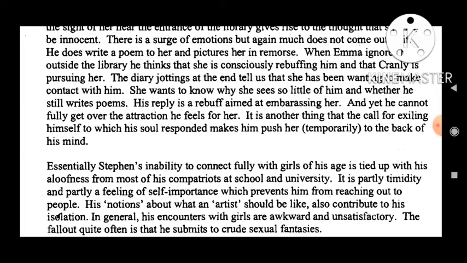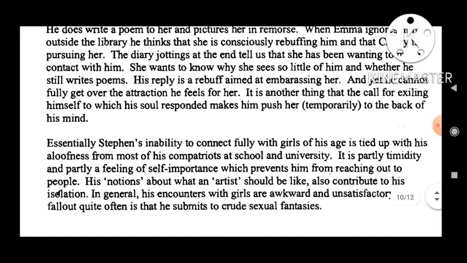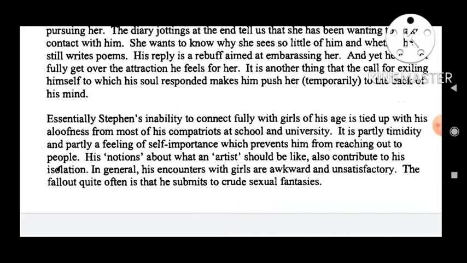She wants to know why she sees so little of him and whether he still writes poems. His reply is a rebuff aimed at embarrassing her, and yet he cannot fully get over the attraction he feels for her. It is another thing that the call for excelling himself, to which his soul responded, makes him push her to the back of his mind.